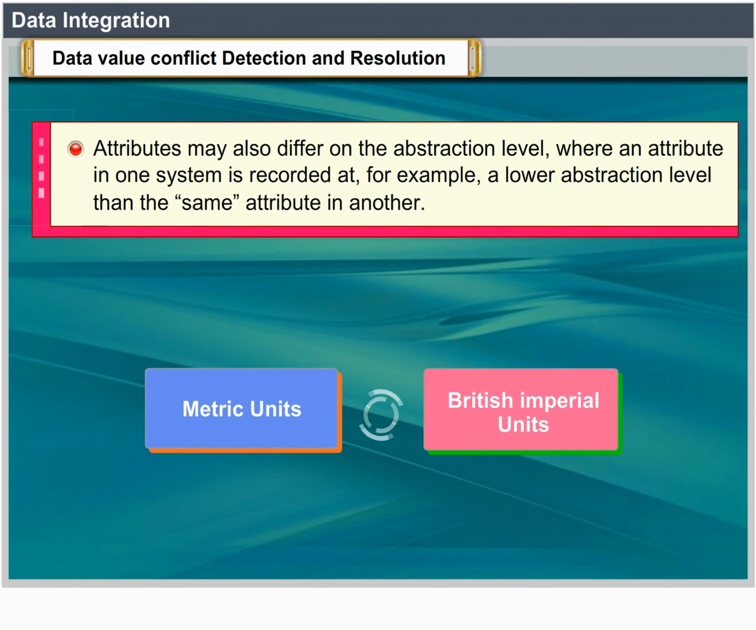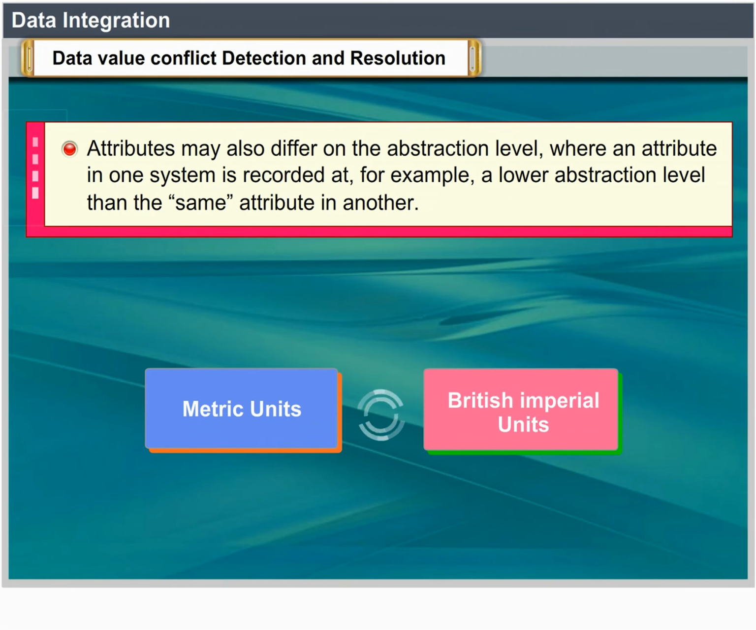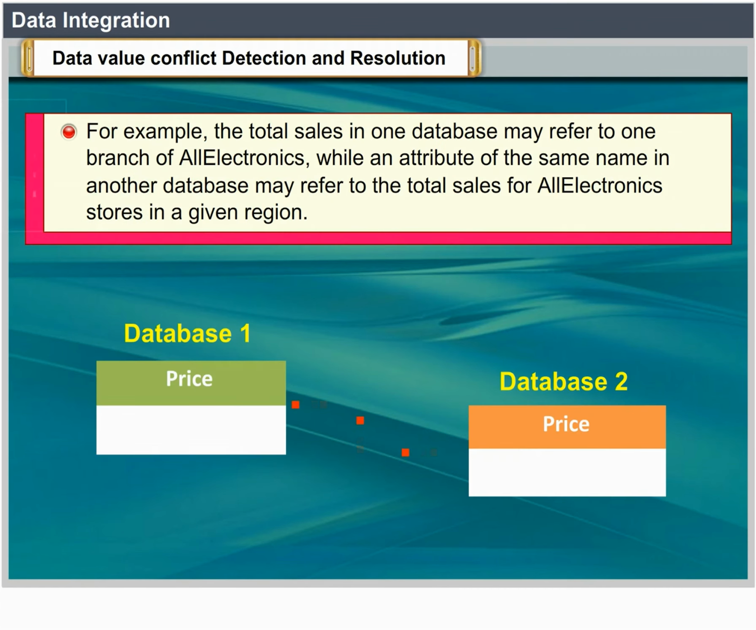Attributes may also differ on the abstraction level, where an attribute in one system is recorded at, say, a lower level of abstraction than the same attribute in another. For example, the total sales in one database may refer to one branch of AllElectronics, while an attribute of the same name in another database may refer to the total sales for all electronics stores in a given region.